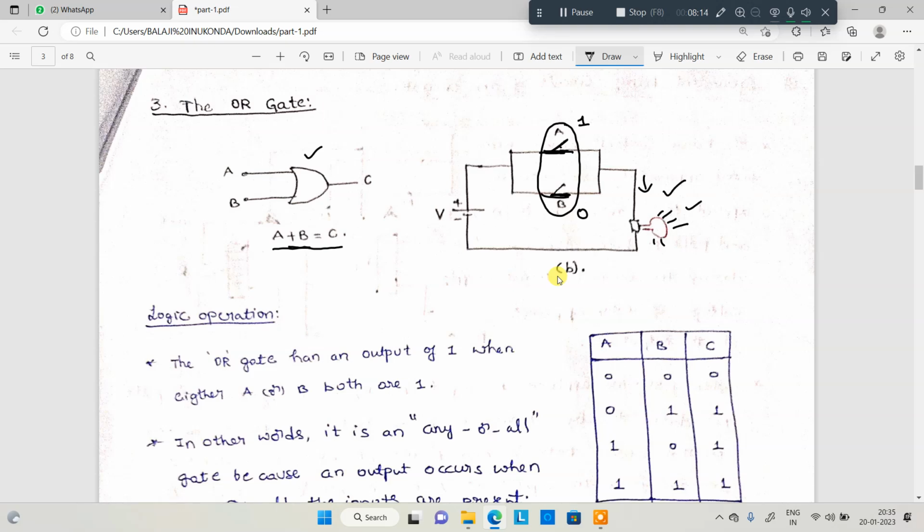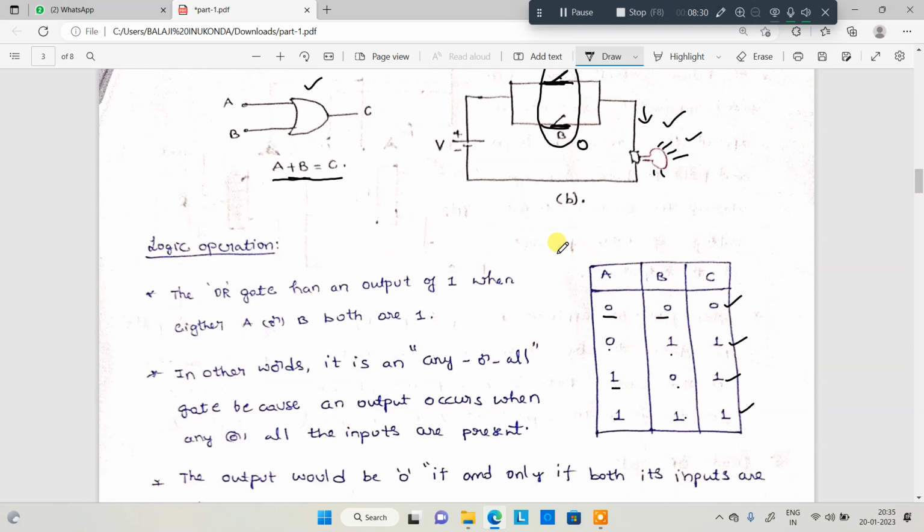I mentioned that in the positive logic, off is nothing but 0, on is nothing but 1. So here see, both 0, 0. What will happen here? 0. 0 and 1 gives 1, 1 and 0 gives 1, and both on gives 1. Clear? This is the truth table for the OR gate. Simply, you need to remember this particular truth table. You can answer any question from the OR gate.